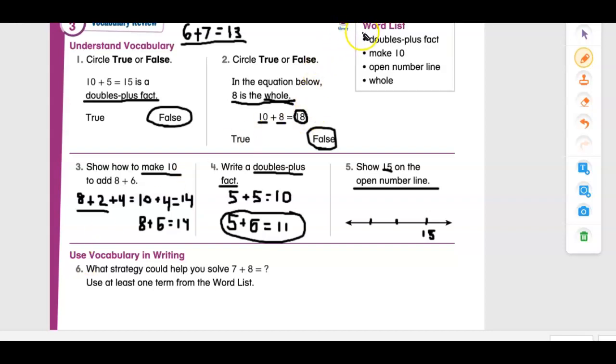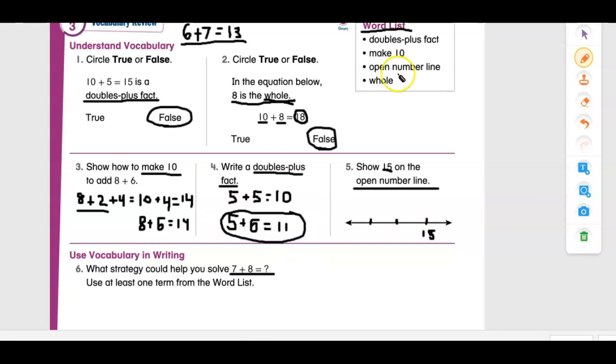So this box at the top is called the word list. So it wants you to tell what strategy you could use by using one of these words in the word list. So we want to know what strategy could help you solve 7 plus 8 equals question mark. So on number 6, you could just write one of these strategies from the word list in the blank, and then I want you to show me with your numbers how you could use that strategy to solve.